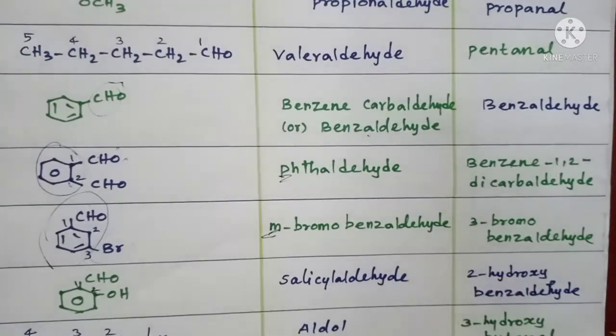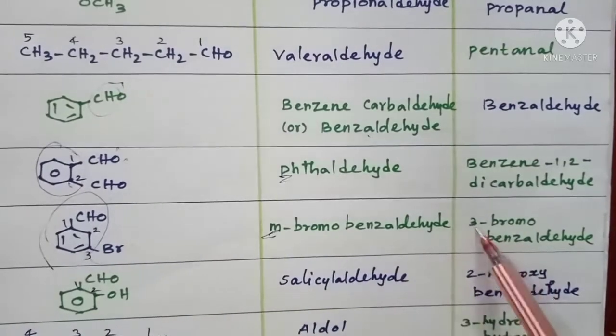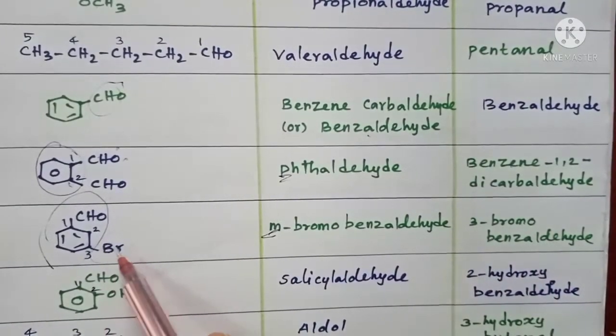Meta-bromobenzaldehyde. Right? Okay. While giving the IUPAC name, we have to number. So the aldehyde carbon gets the least number. So the bromine carbon gets number 3. Bromine is at the third carbon. So 3-bromobenzaldehyde. 3-bromobenzaldehyde, IUPAC name. Okay. Right.